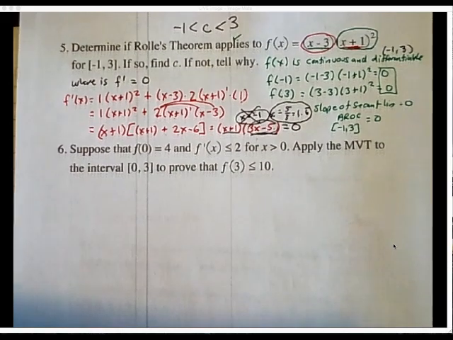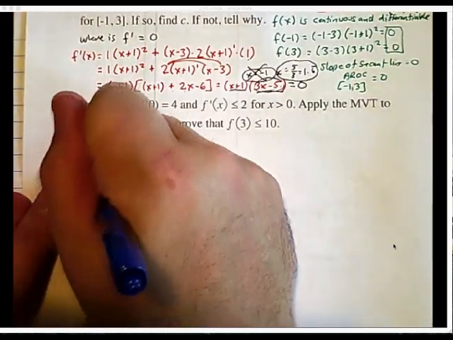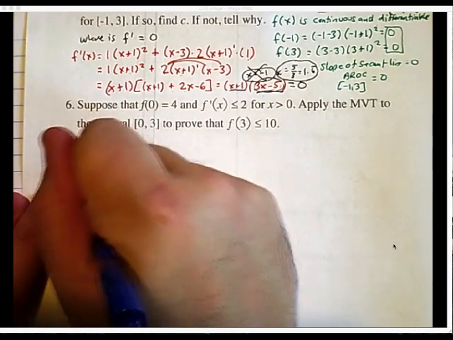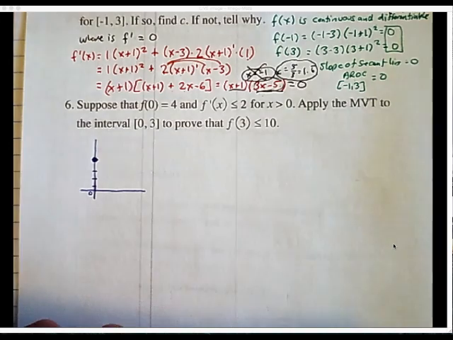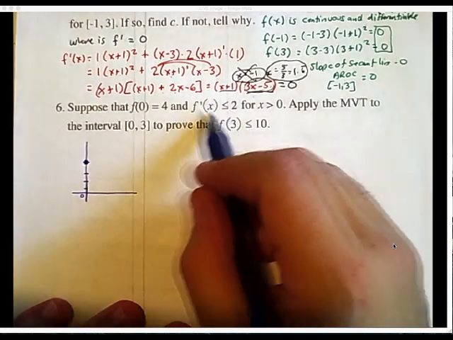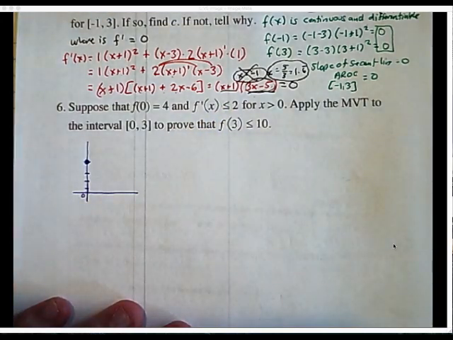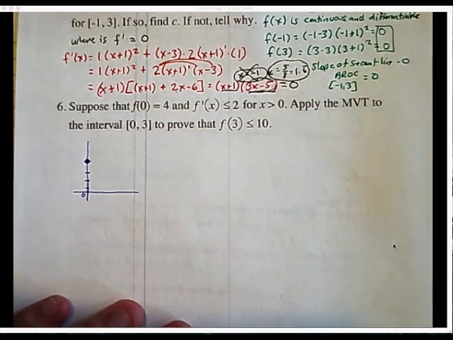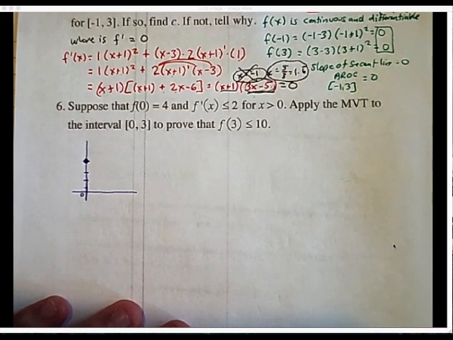Number 6 is a little bit tricky here. It says, suppose that f of 0 equals 4. So if I'm looking at a graph, when the x value is 0, the y value is 4. And here it says that the derivative is less than 2 for positive x values. It says apply the MVT to the interval 0 to 3 to prove that f of 3 is less than or equal to 10.